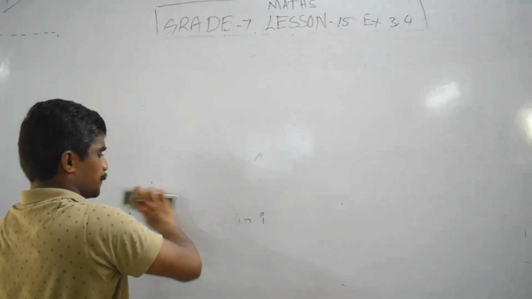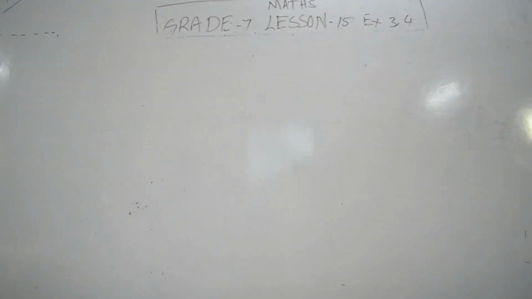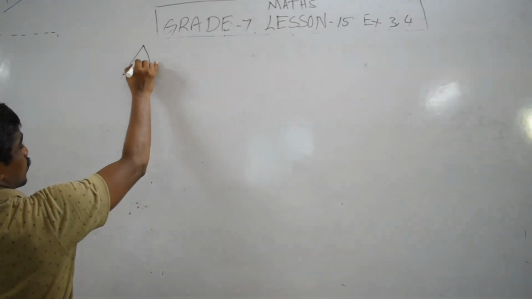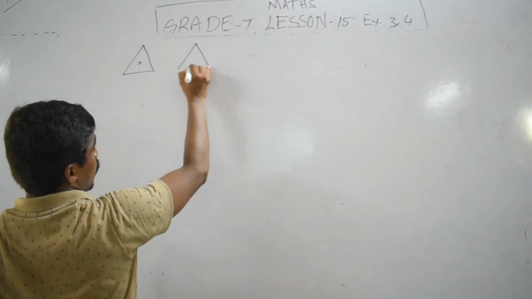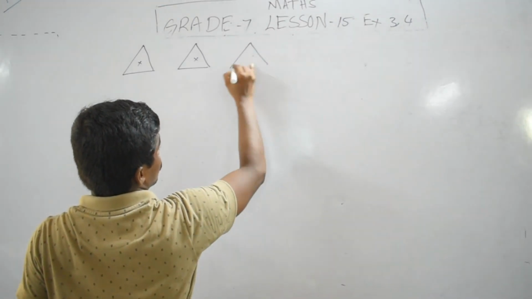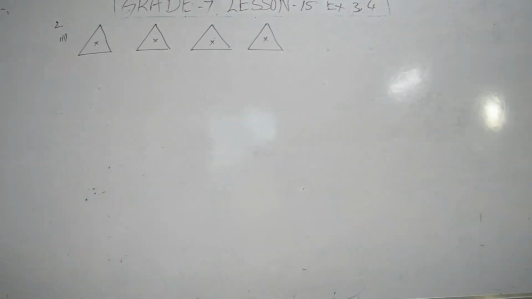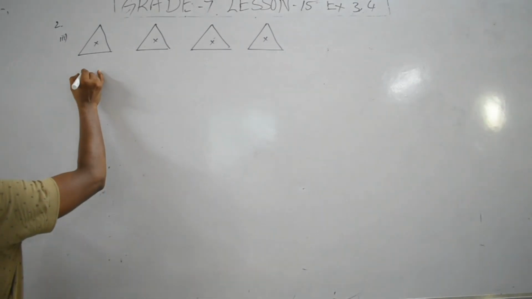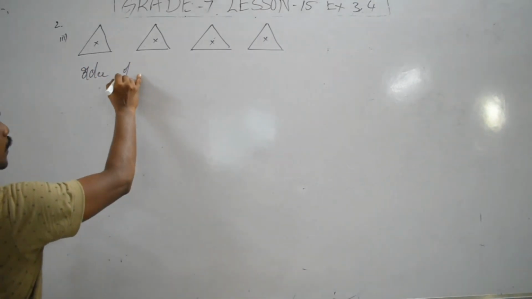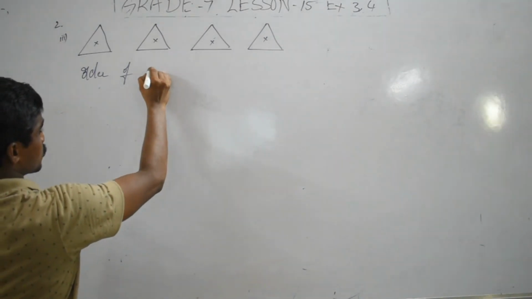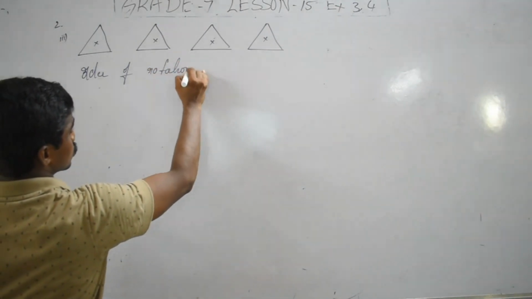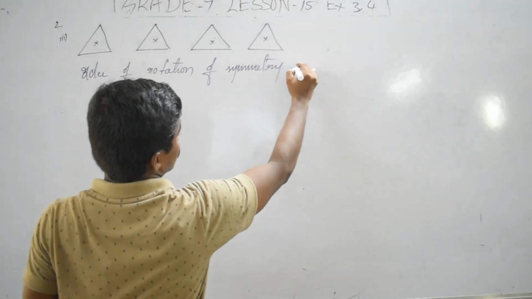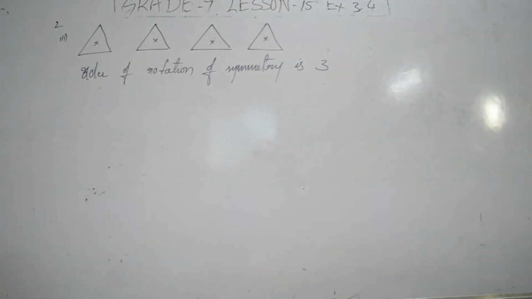At home, draw the pictures and write. Here, see, third one: the triangle given is an equilateral triangle. Now here, one, two, see, this picture we rotate three times. So here the order of rotation of symmetry is three. And next one.